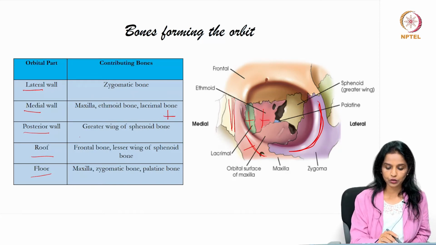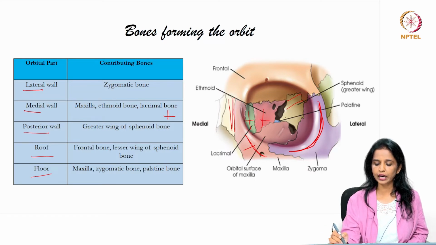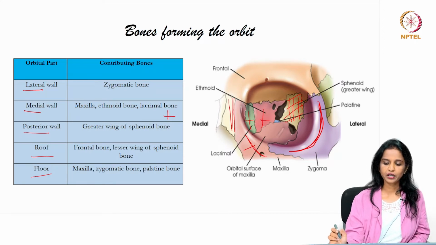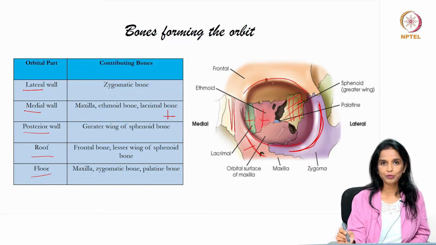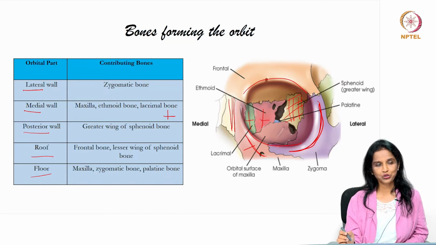And then we have the posterior wall. The posterior wall is formed by the greater wing of sphenoid. So, we have your greater wing of sphenoid present at the back, and that helps to form the posterior wall of the orbit. Further, we have the roof of the orbit and floor of the orbit. The roof of the orbit is formed by your frontal bone and lesser wing of sphenoid, whereas the floor of the orbit is formed by maxilla, zygomatic bone and palatine bone. So, these are very important because the orbit houses a very important sense organ, that is your eyeballs, which is very important for vision.